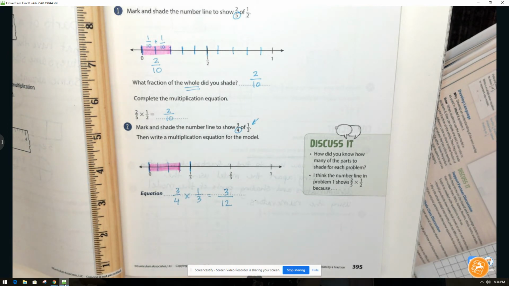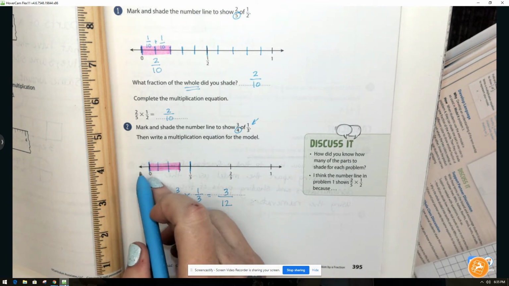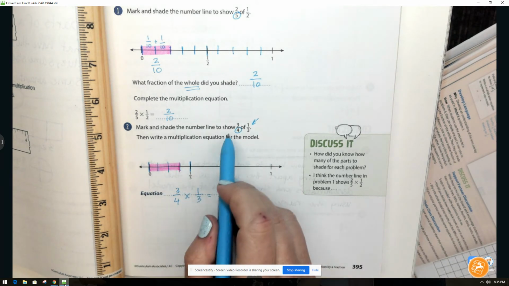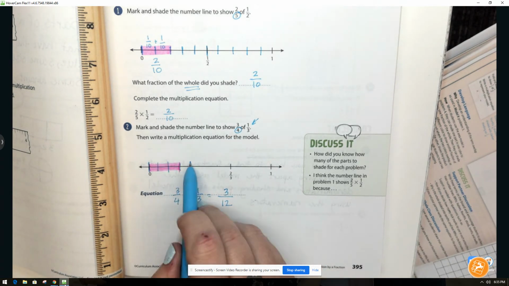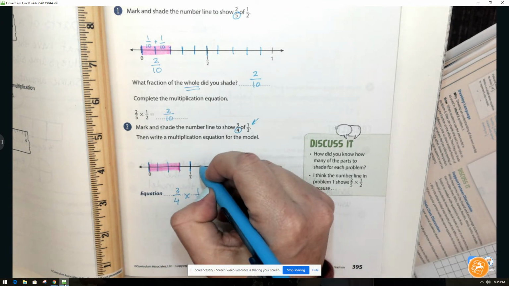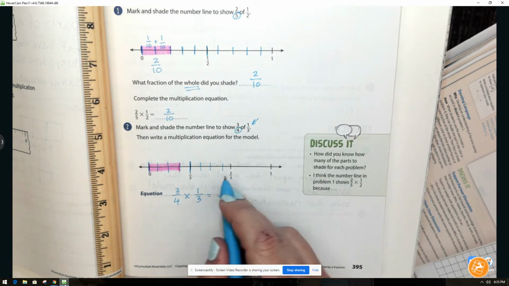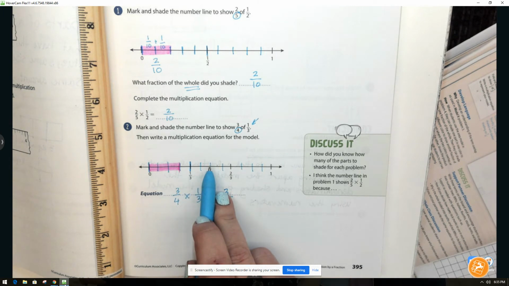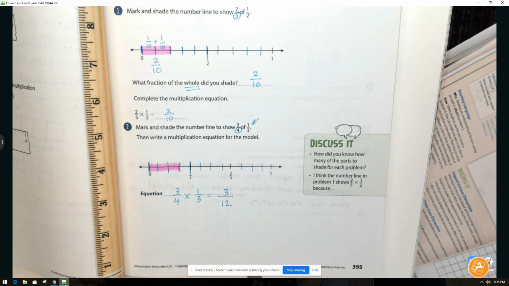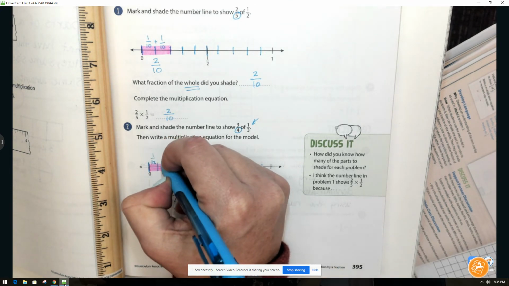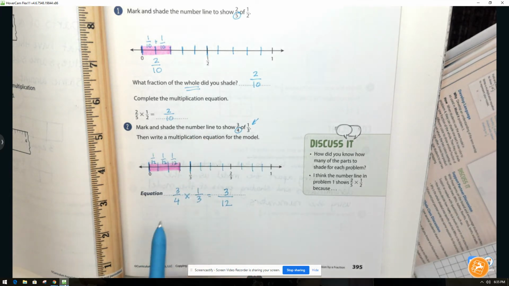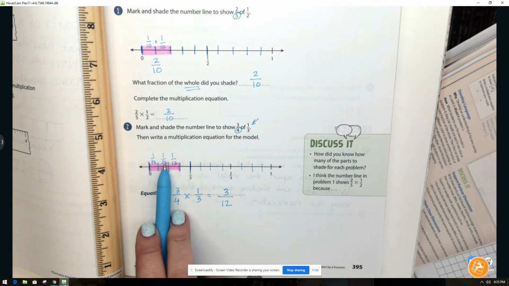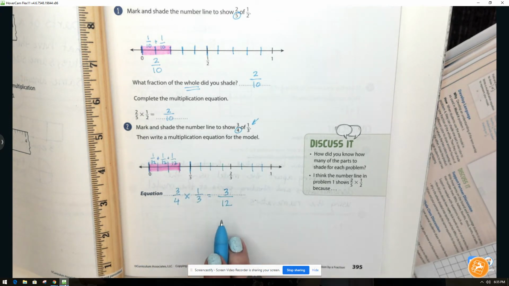Now, the only tricky part about all of this is that we don't know how many equal parts there are in the whole. We know that there are 4 equal parts in 1/3. So that would mean that there are 4 equal parts in this third, and then 4 equal parts in this third. So if we add all of those equal parts, we're going to have 1, 2, 3, 4, 5, 6, 7, 8, 9, 10, 11, 12 equal parts. This is 1/12, 1/12, and 1/12. Therefore, we have 1/12 plus 1/12 plus 1/12 equals 3/12.